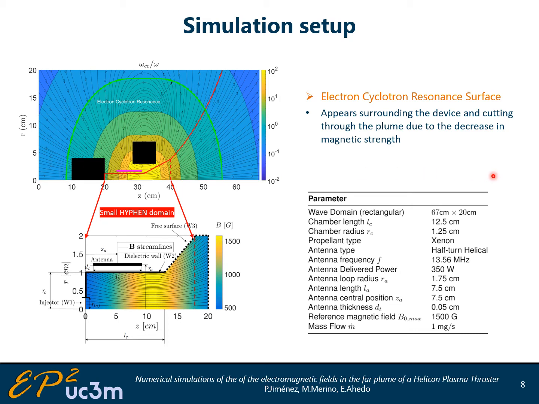Here we have some numbers for the operating regime that we are simulating. The antenna frequency is 30 MHz, which is typical of Helicon thrusters. The power is 350 watts. We have an applied magnetic field inside the tube of 1500 Gauss and a mass flow of 1 milligram per second.